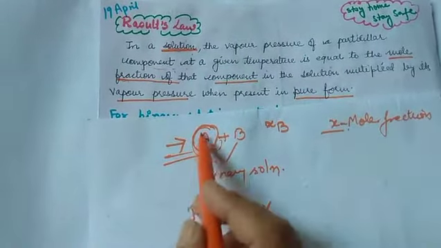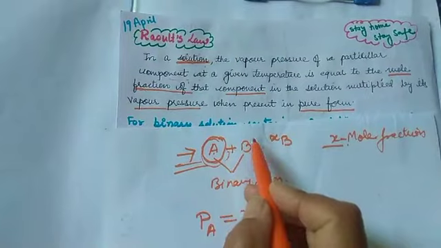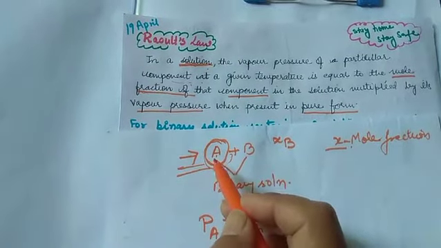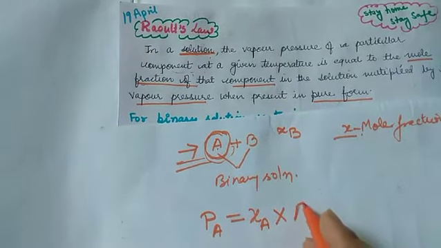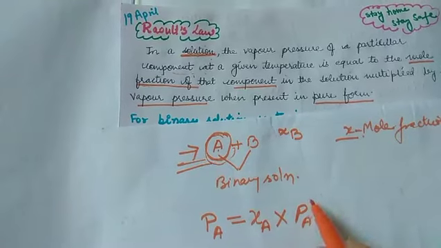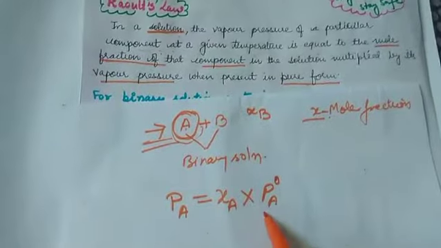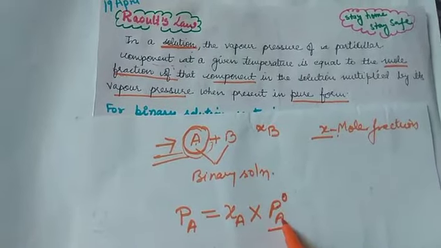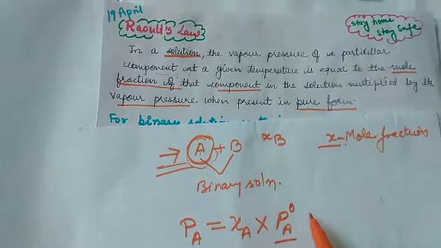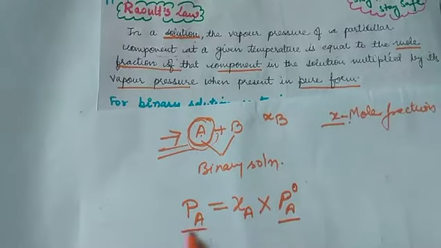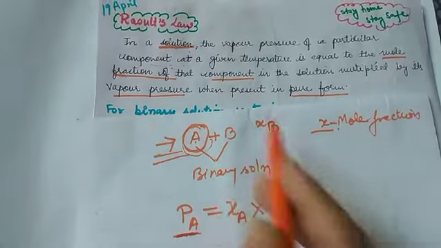This mole fraction will be multiplied with the vapor pressure when present in pure form. Pure form means when this component A is present in pure form, that is, component B is not mixed with A. Then the vapor pressure of A, suppose we have taken PA, and it is in the pure state, therefore we will mark here naught. Clear? So this PA naught means vapor pressure of component A in pure state. Pure state means when no other component is added to A. And this PA, this vapor pressure, is when component B is added to A. So this is Raoult's law.